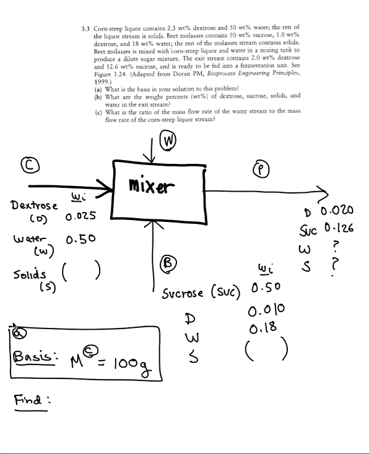We got that done already. But what they want to know is the mass fraction of water in the product stream and of solids in the product stream. And they want to know the ratio of the mass flow rate of the water stream to the corn steep liquor.